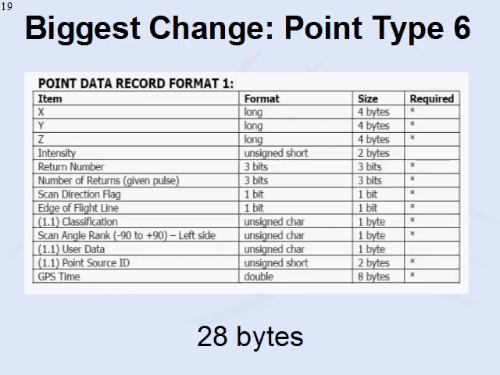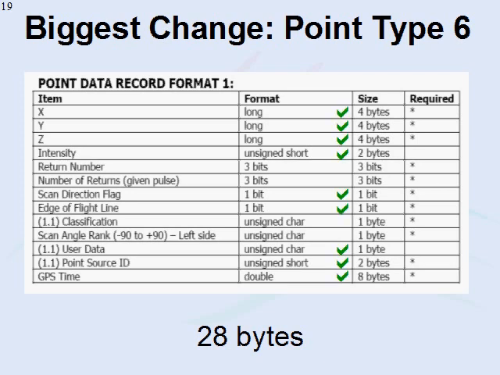Okay, but here comes LAS 1.4. What's the big change? Well, there are a lot of smaller changes, but the big change, the change that really requires a new compression scheme, is the new basic point type that will also be used by a lot of federal agencies now in the US. So this is the old point type, the point type 1, which is what's been used in the past. So let's see what the changes are.